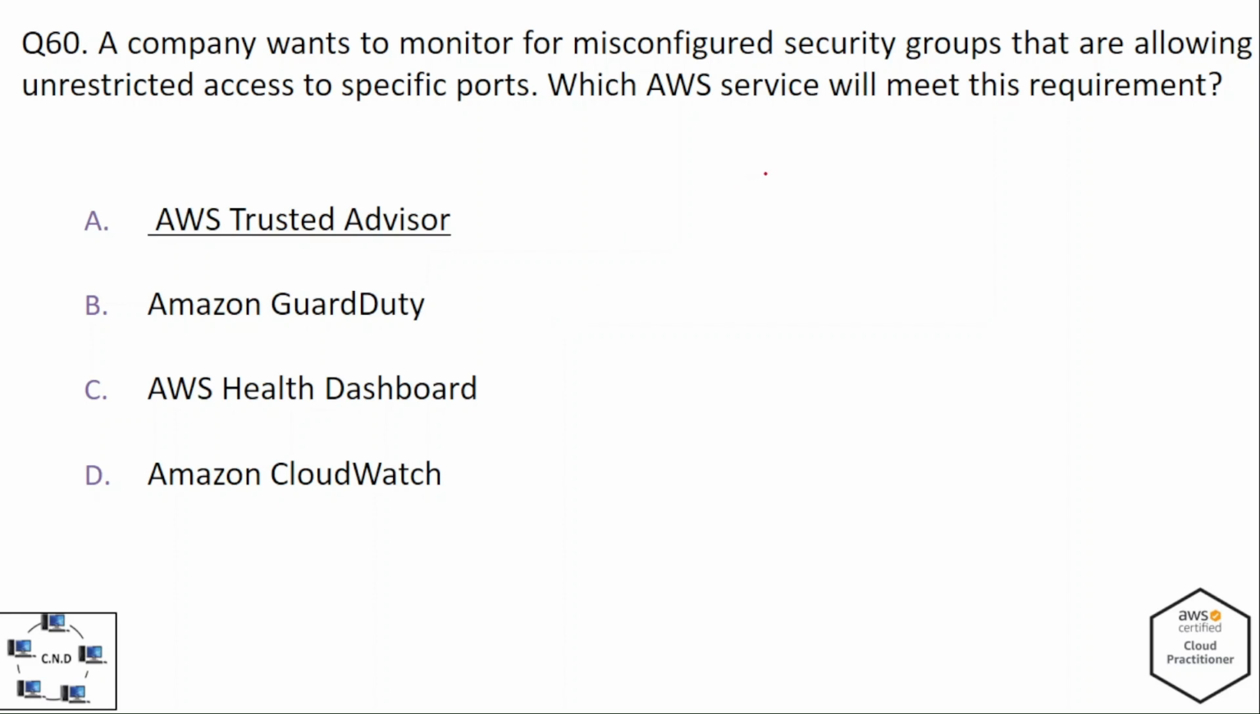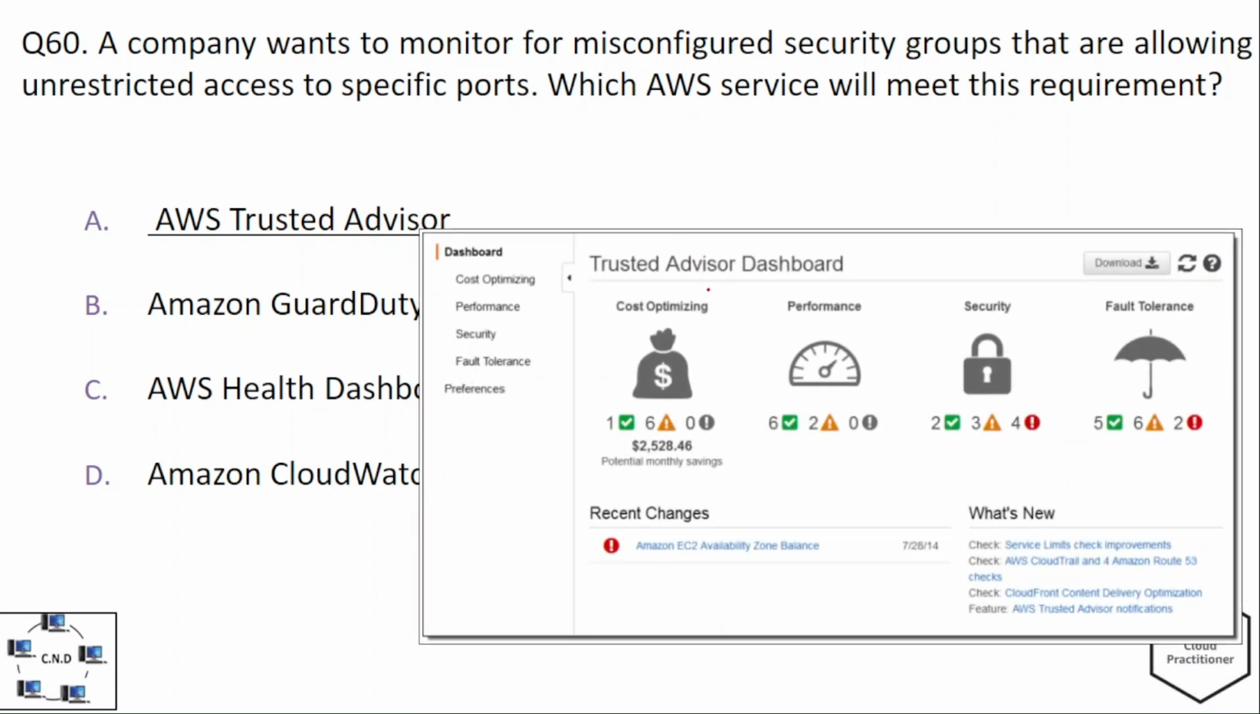we are talking about misconfigured security groups and unrestricted access. So this vulnerability or security misconfiguration can be detected and monitored using AWS Trusted Advisor. Let me again show the screenshot of AWS Trusted Advisor. As we saw, it can give us recommendations about our security errors or warnings about the misconfiguration of our security configuration, as well as about performance, cost optimization, and fault tolerance.